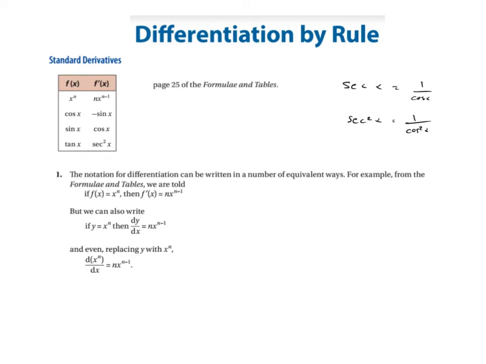Now, as always in maths, there are numerous ways of writing the same thing. In the tables book we have f of x, and the derivative is given by f dash x. You've seen in the previous videos that if y is equal to a function, then dy dx is equal to the derivative. Instead of dy dx, since y here is equal to x to the n, we could replace the y with the function. So d of x to the n over dx is equal to whatever the rule happens to be, which is this one here. Okay, so let's see how we use these.